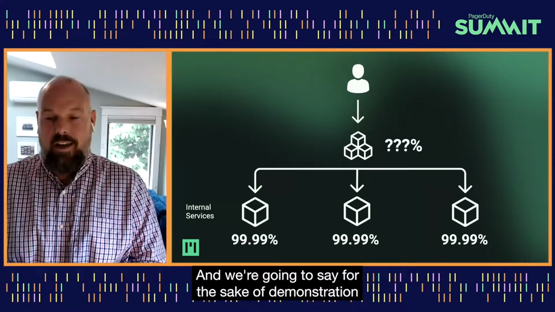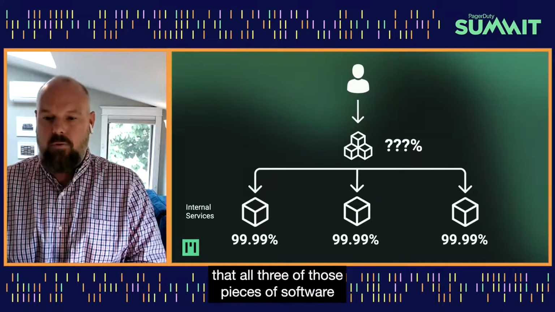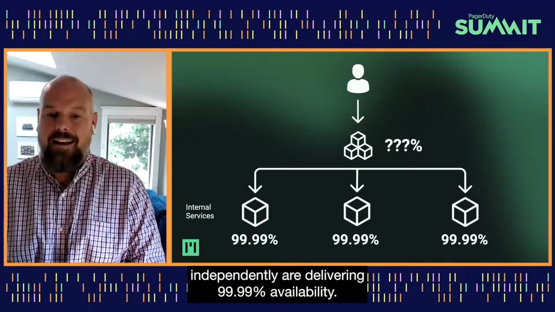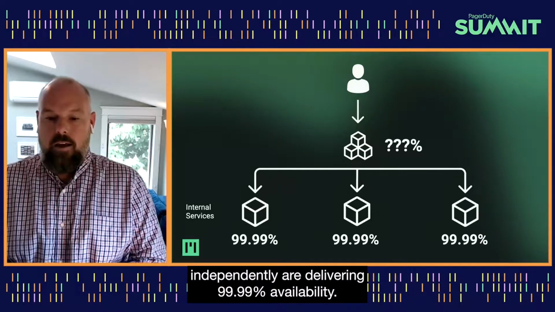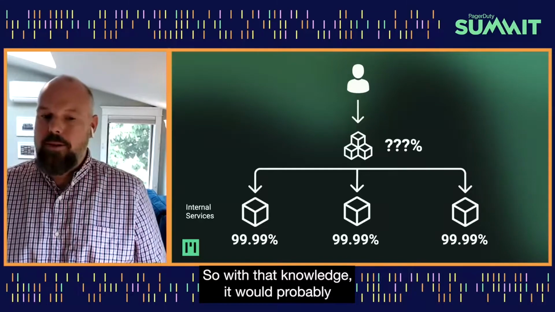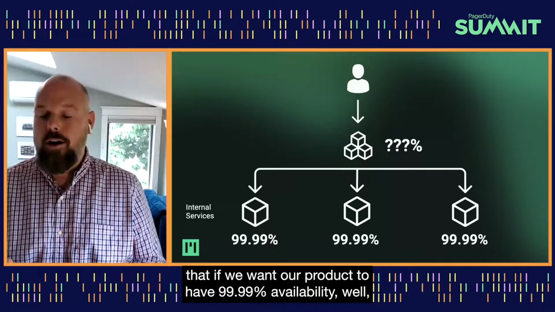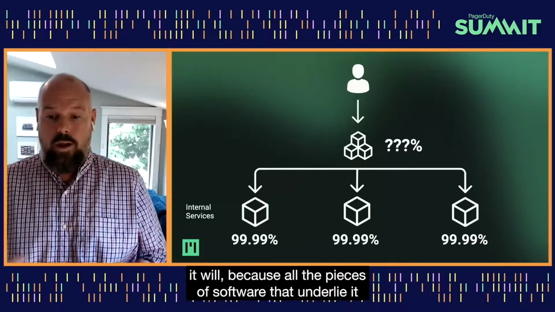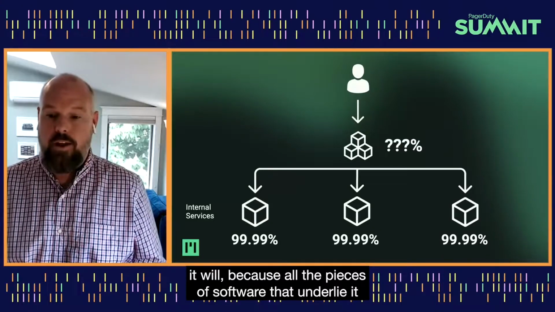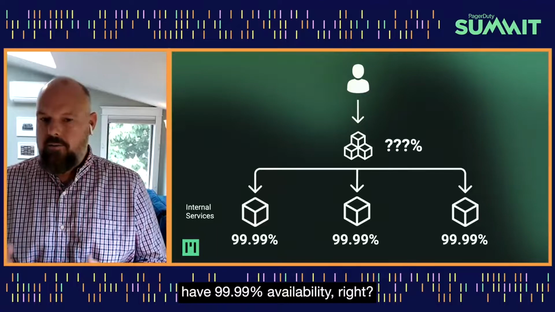And we're going to say, for the sake of demonstration, that all three of those pieces of software independently are delivering 99.99% availability. So with that knowledge, it would probably be pretty easy for us to jump to the conclusion that if we want our product to have 99.99% availability, well, it will, because all the pieces of software that underlie it have 99.99% availability, right?